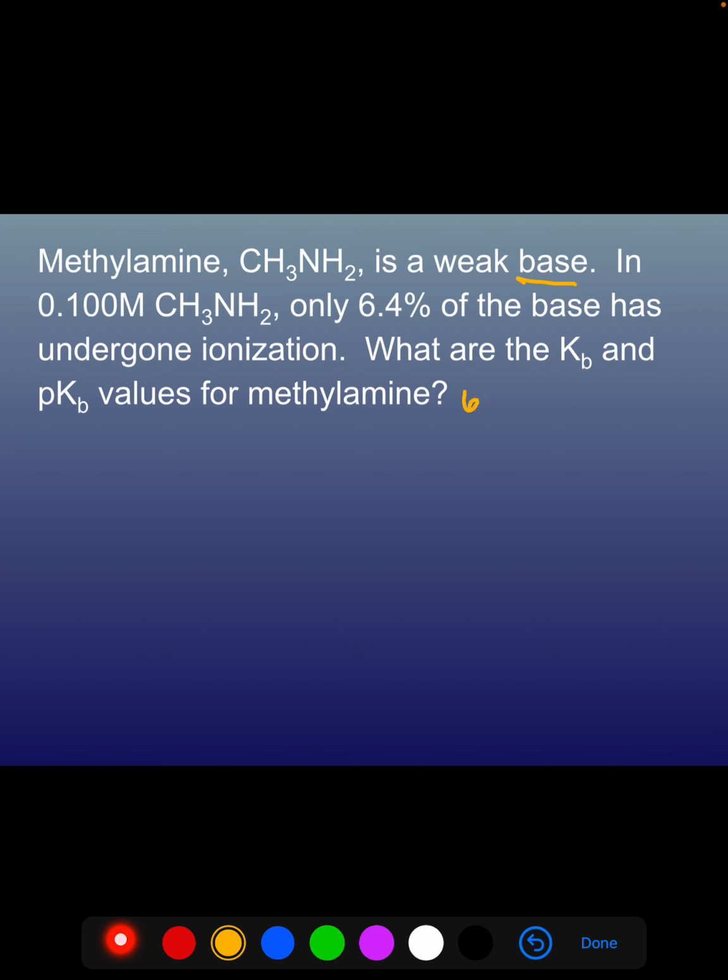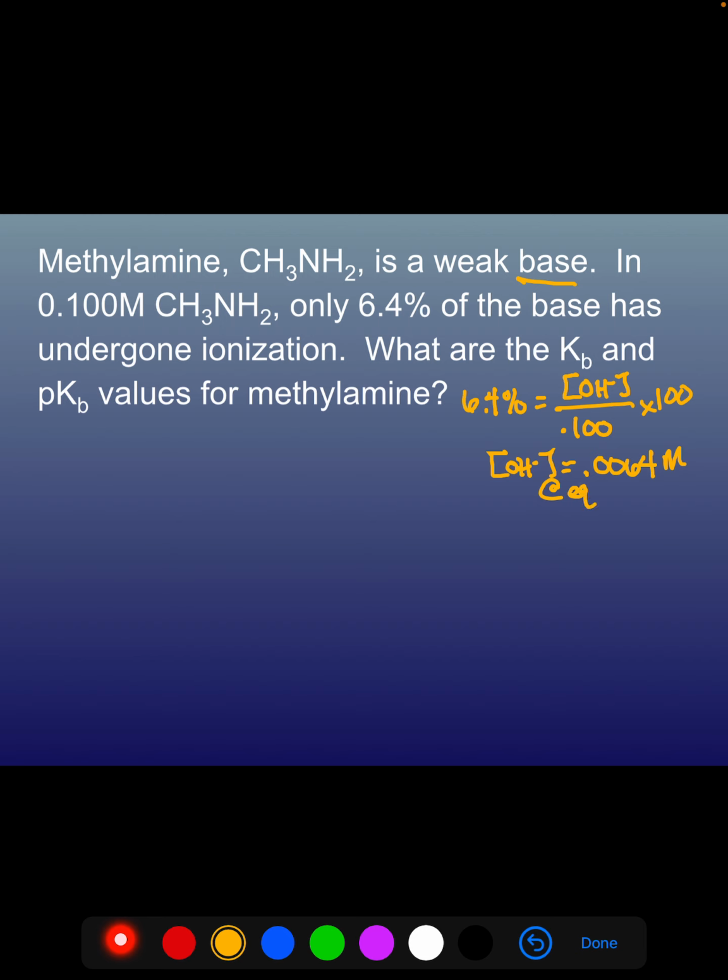So if we do the 6.4% ionization, we do not know the concentration of, since it's a base, hydroxide. And our concentration of our base is 0.100 molar. And of course, it's times 100 to make it a percentage. So if we solve this for hydroxide, this is going to have a hydroxide ion concentration of 0.0064 molar. So this, remember, is the amount at equilibrium.